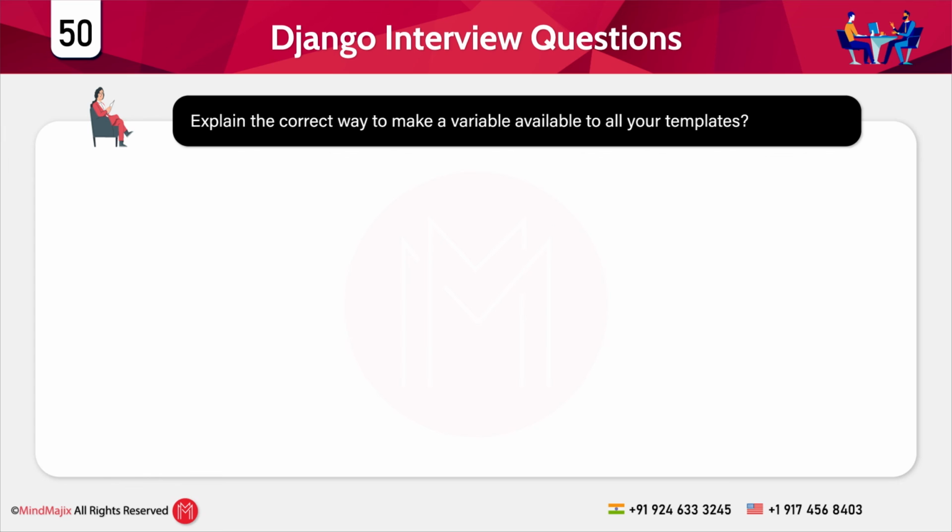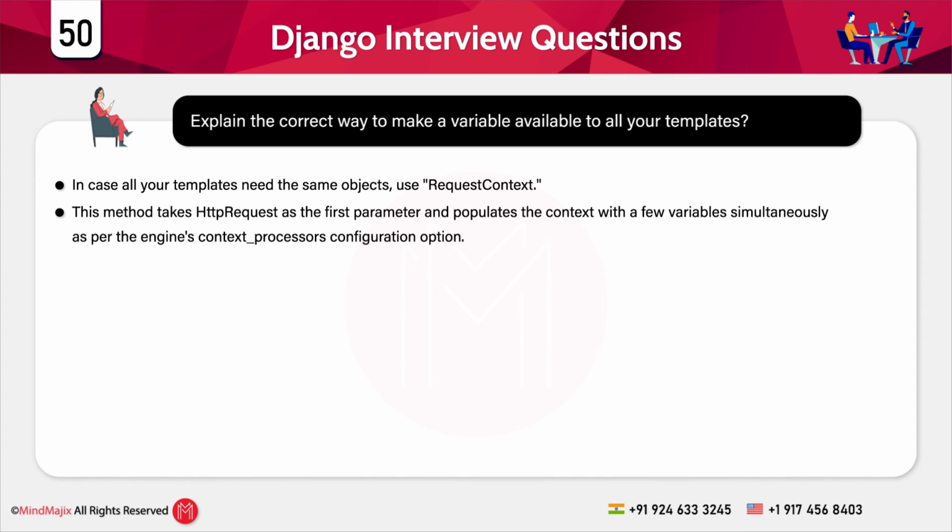The next question is, what is the correct way to make a variable available to all of your templates? In case all your templates need the same objects, you can use the request context. This method takes HTTP request as the first parameter and populates the context with a few variables simultaneously as per the engine context processor configuration option.